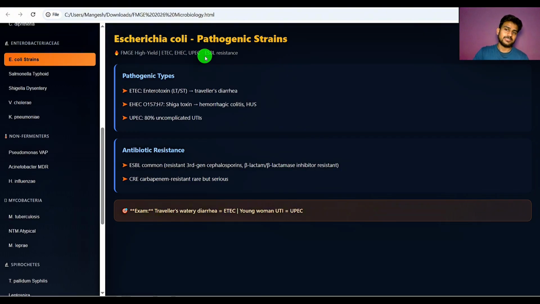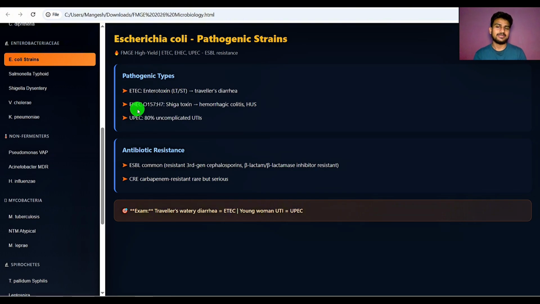The next thing is about Escherichia coli, the pathogenic strains. There are a few pathogenic strains, like ETEC, and EHEC, something like that. Anyone can pronounce anything. And then there is the UPEC strain. The very common one for us is ETEC, which produces enterotoxin.